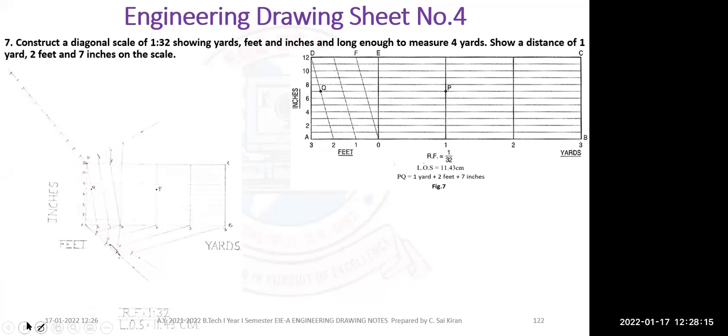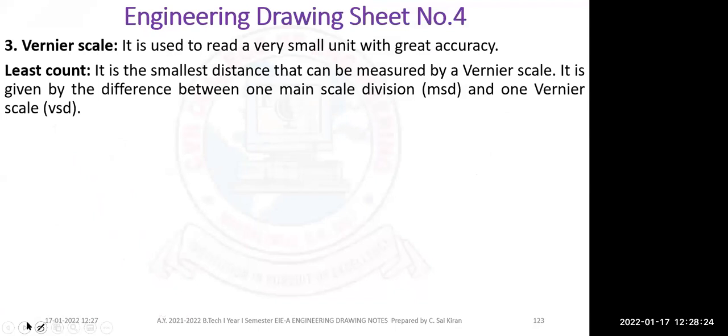Okay. Any doubts, you can unmute and ask, or else type in the chat. So the next important one is Vernier scale. Can anyone tell me what is the least count of Vernier scale? Does anyone know the least count of Vernier scale?